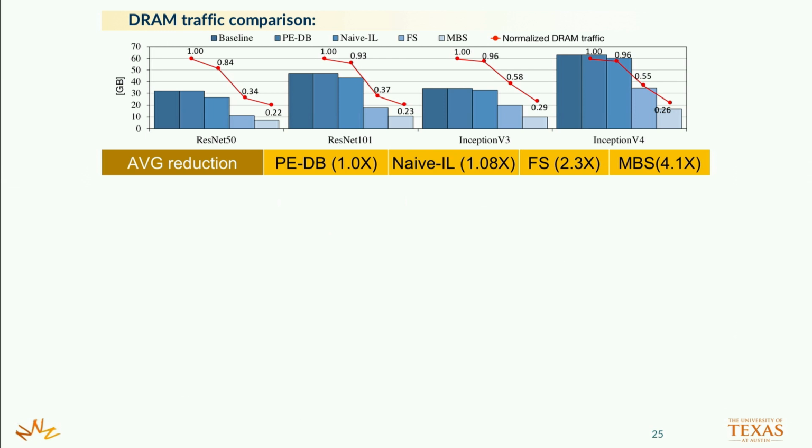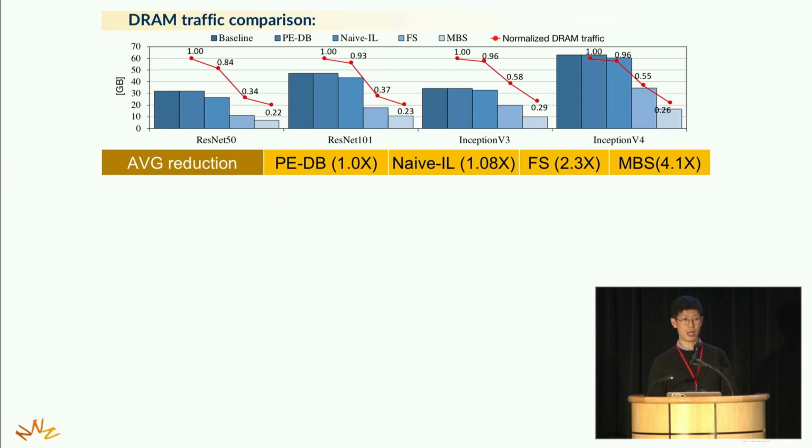So this graph shows the DRAM traffic per training iteration in gigabytes, for different networks and configurations. And the line graph shows the normalized memory traffic. And as I mentioned earlier, naive interlayer data reuse can only reduce the memory traffic by 0.8x because for most of the layers, their interlayer data cannot really fit in the on-chip buffer. And full serialization further improves the memory traffic by 2.3x, and our proposed mechanism achieves about 4x memory traffic reduction.